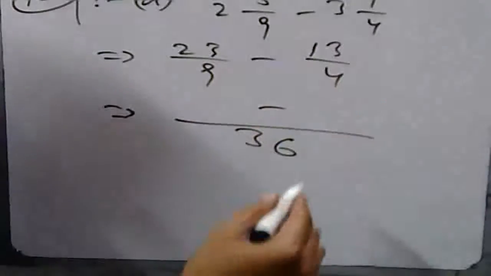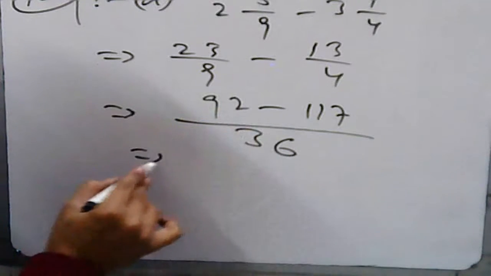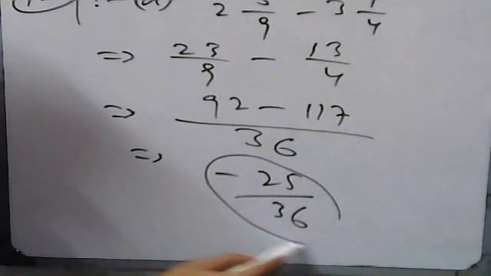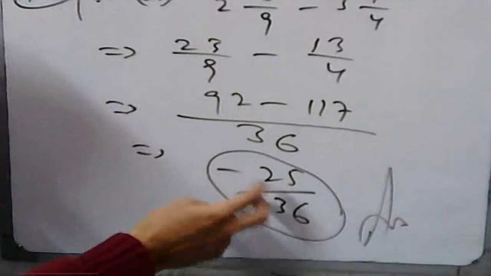So multiply 9 with 13, so you will get 117, and 9 4s are 36. 4 multiply by 23, you can say 92. So greater value sign should be used. 117 minus 92, so minus 25 by 36 is your simplified answer. Similarly, if any table can simplify further, you can do so, but I don't think any table exists in such a case. 5 5s are 25, but 5 is not divisible and 6 is not divisible, so that is your required result.